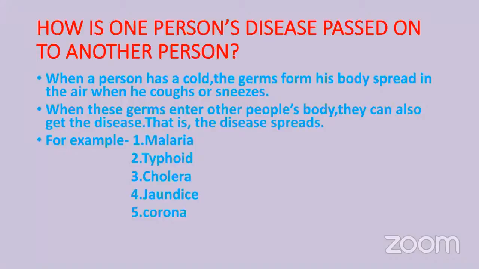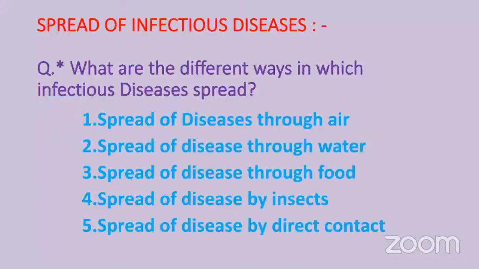For example, who will read the examples of such diseases? Malaria, typhoid. Teacher, what is this? Cholera. Cholera and jaundice and corona. Corona. Very good. Thank you, dear. So these are some examples of such diseases which are spread through air. Okay.